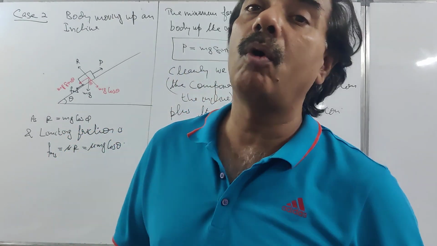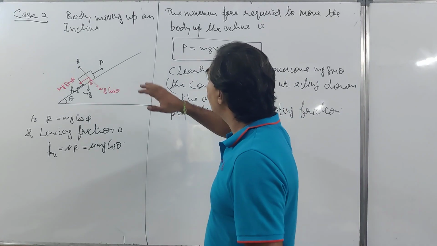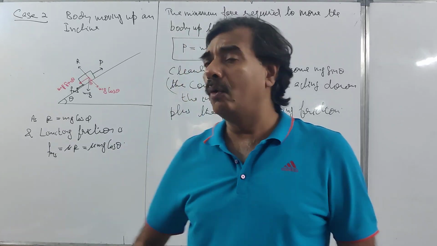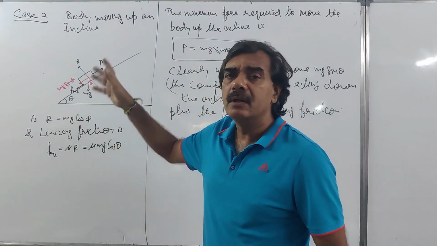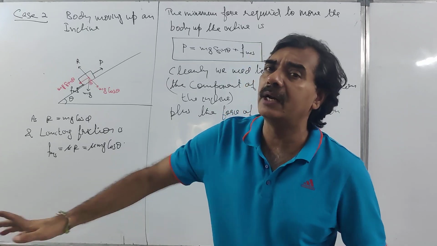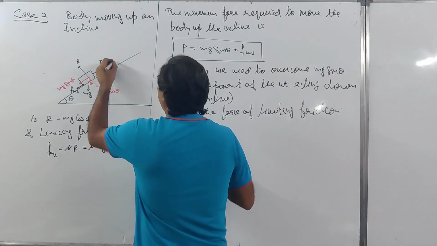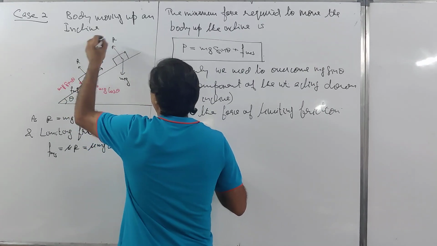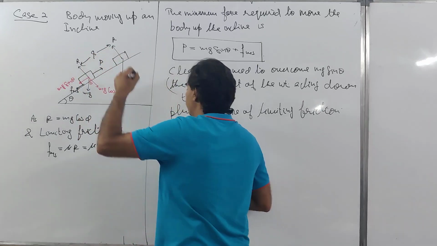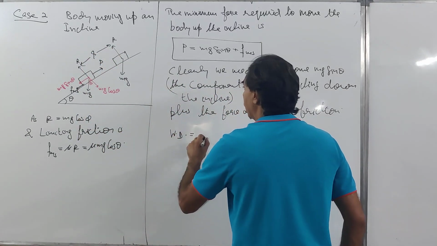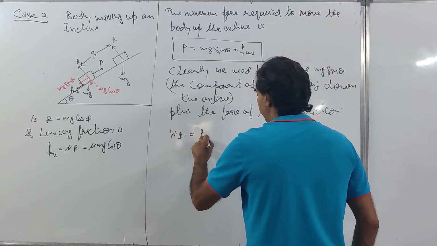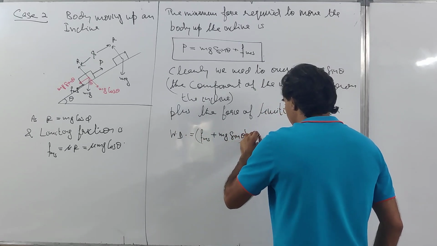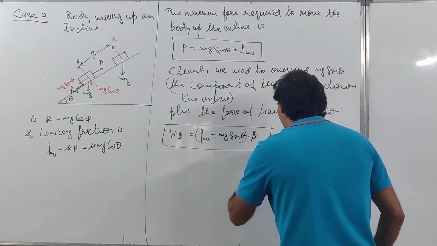If you want to accelerate the object, you will have to apply a force which is greater than mg sin theta plus FMS. That will become kinetic energy. If you want to move the body up the incline with uniform speed, this must be the work done, and this work done is going to be lost. The object has come here, and this is the distance covered. Work done is (FMS plus mg sin theta) into s. This work done is also lost.